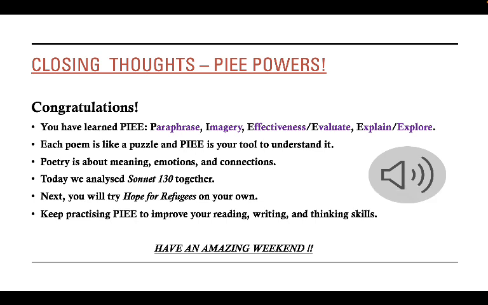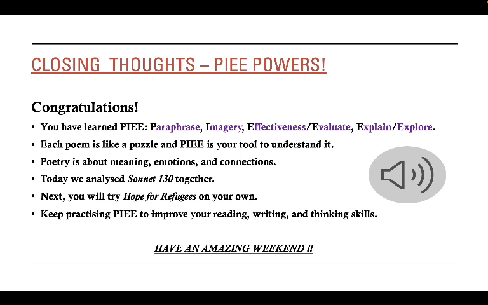Now, before we finish, let's remind ourselves of what we learned today. We focused on the PIEE method, which is paraphrase, imagery, effectiveness, and explain or explore. These 4 steps are your toolkit for poetry analysis. Think of every poem like a puzzle. It may seem difficult at first, but if you use the PIEE steps, you can unlock the meaning, step by step.